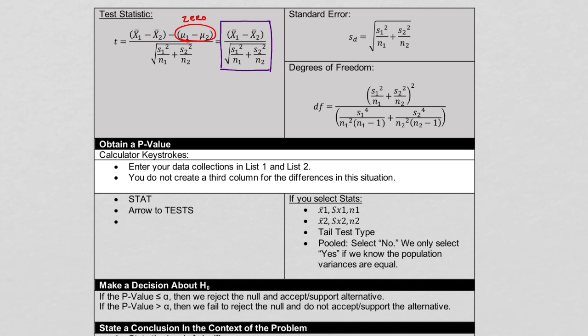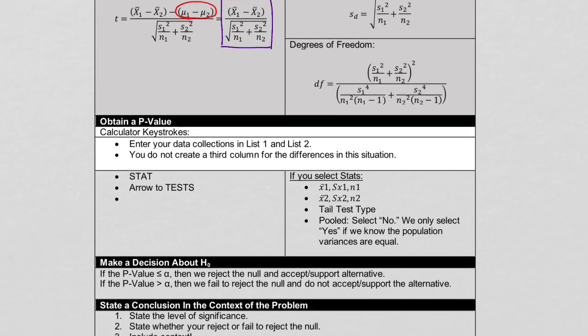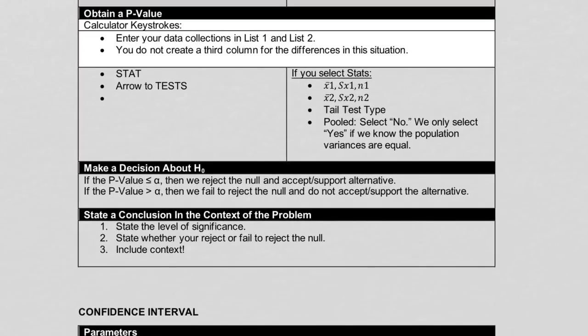But of course, we do have technology to help us in this course, so we're going to focus on our calculator usage right now. So in order to obtain our p-value and actually our test statistics simultaneously, we are going to enter our data into list 1 and list 2. Remember that our data are going to be independent from each other, so there is no need for us to create a list 3 where we would have those differences kind of automated.